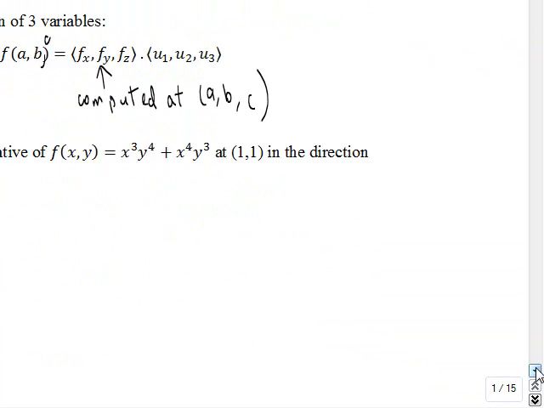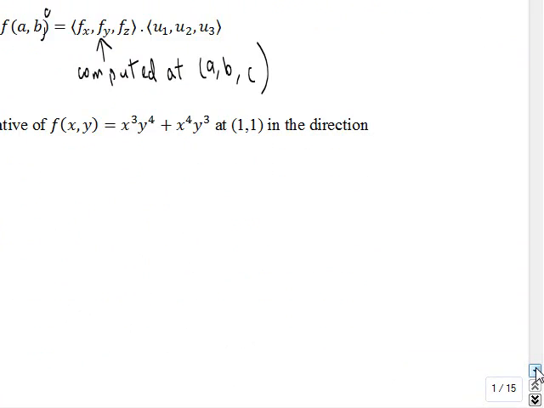Find the directional derivative of the function f of x, y equals x cubed y to the 4th plus x to the 4th y cubed at the point (1, 1) in the direction indicated by the angle pi over 6. Okay, so the first thing we can do, let's find the partials at the point.